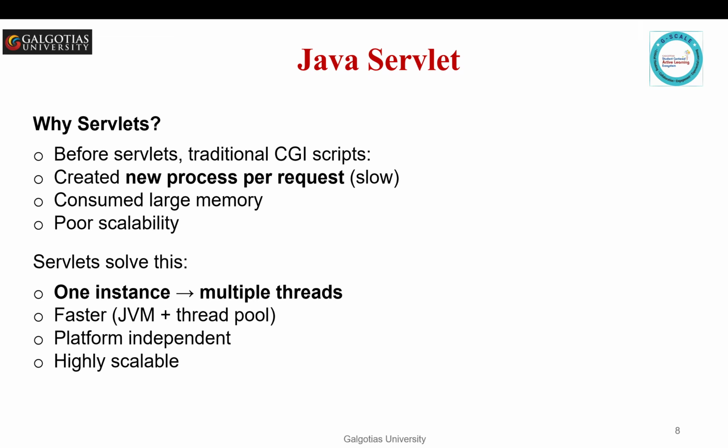Before servlets, web applications were built using CGI scripts. CGI created a new process for every request, which was slow and consumed a lot of memory. This resulted in poor scalability. Servlets solve this problem by using one servlet instance with multiple threads. They are faster, platform independent, and highly scalable.